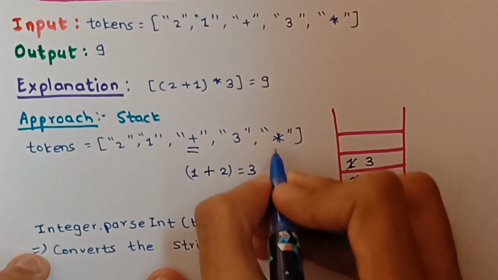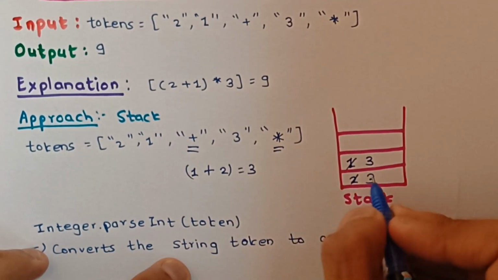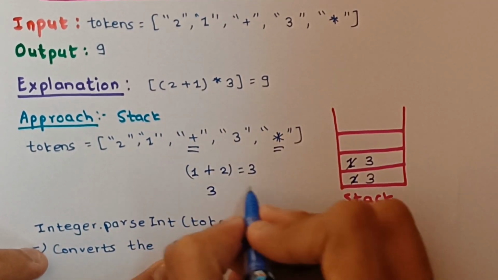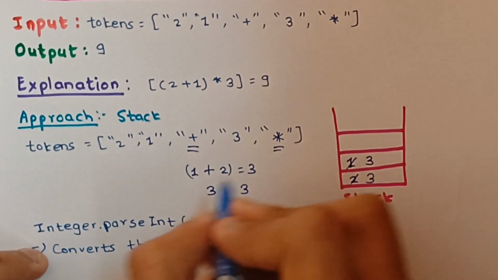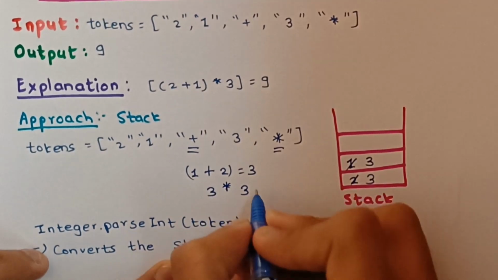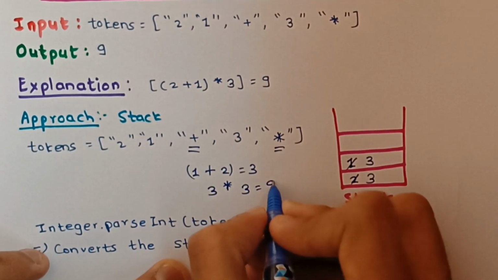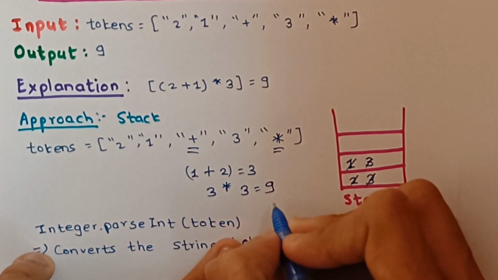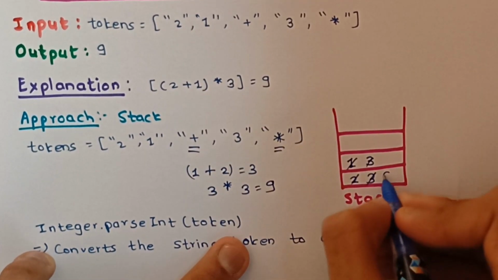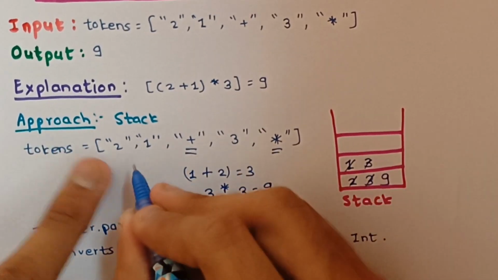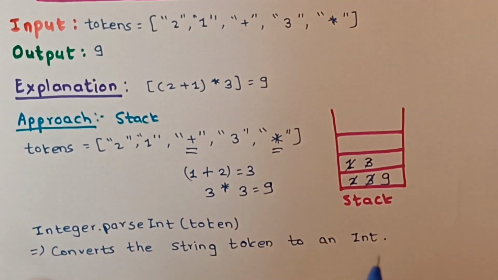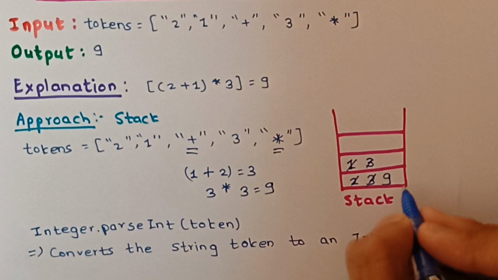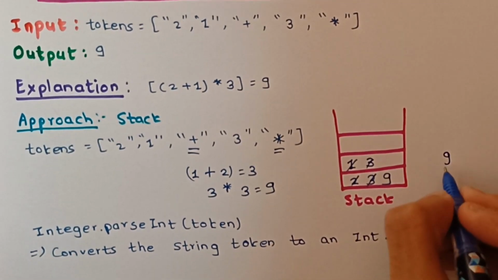Now the operator multiplication comes, so again we pop two elements from the stack. 3 is popped and 3 is popped. Now the operator is star, so we multiply them. 3 times 3 is 9, and we push this result 9 into the stack. Our array is completed, so we simply return the peek element of the stack. The peek element is 9 and the output is also 9.